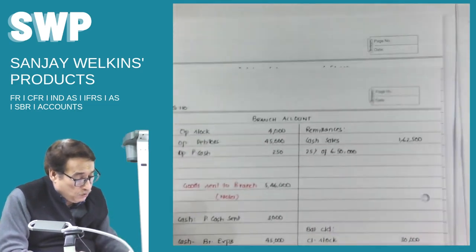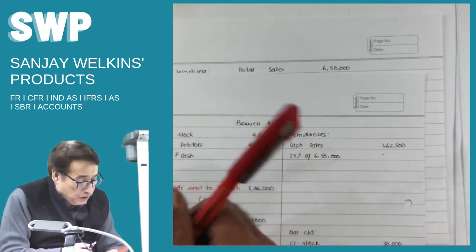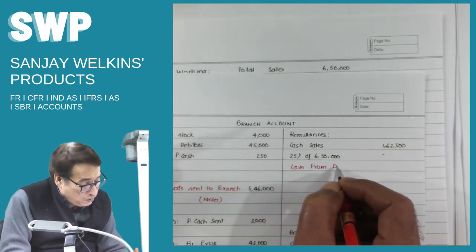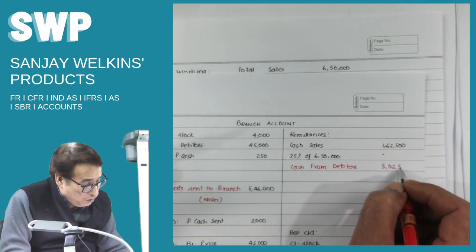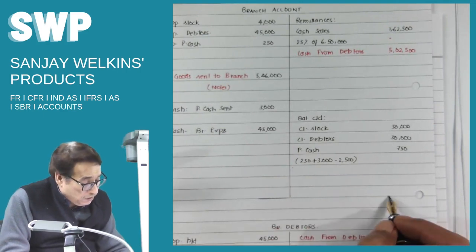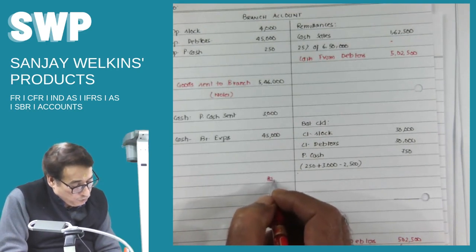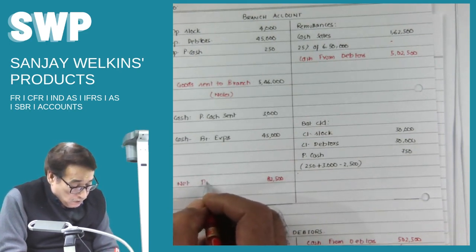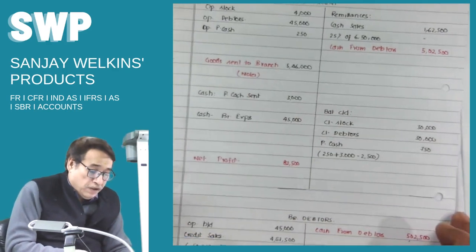502,500, and this 502,500 you can write here, 502,500 cash receipt from debtors. Cash from debtors 502,500, and then you will tally this and you can get your profit. Is it clear to you or not? So your net profit will be equal to 82,500, but you must check. You must do a check. So this is how you are going to compute net profit. Is it clear to you or not?